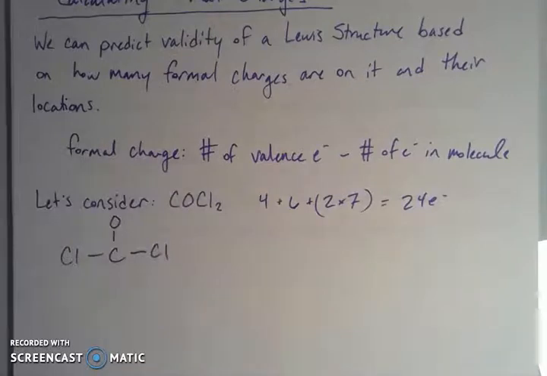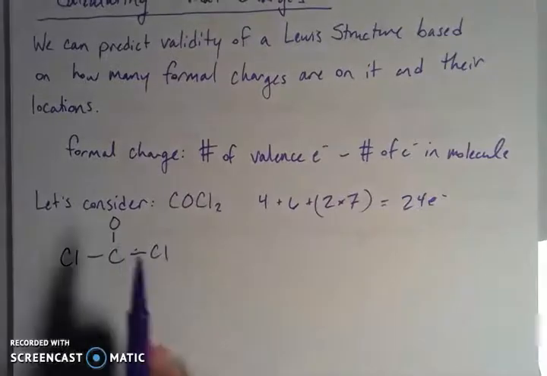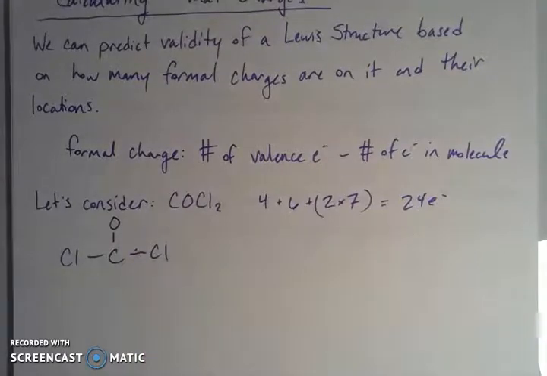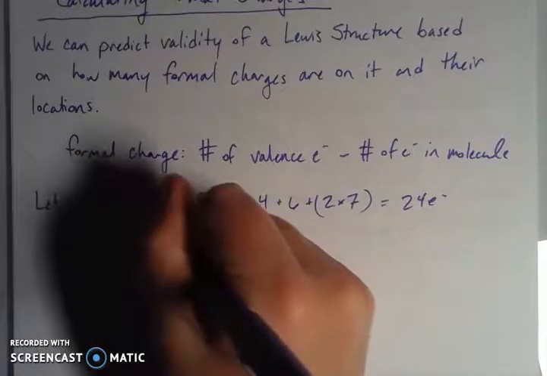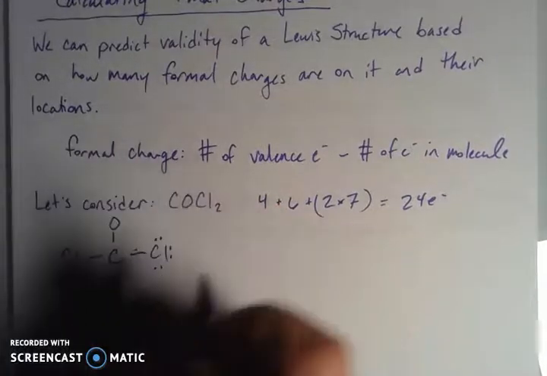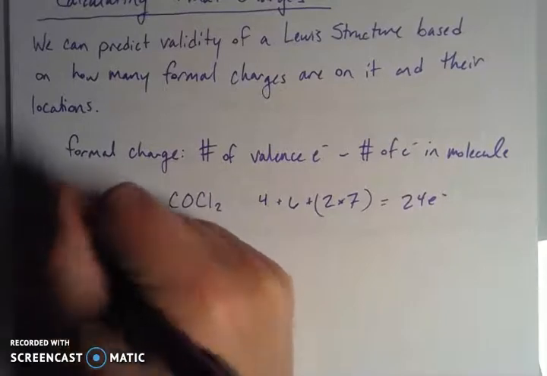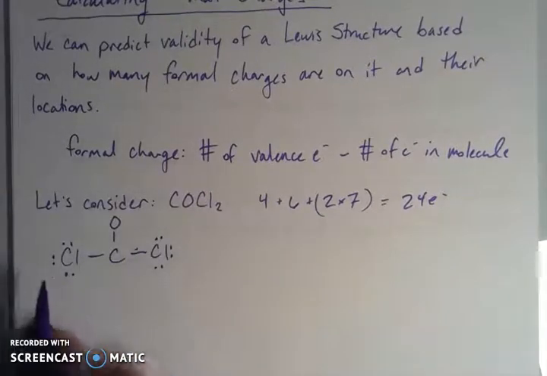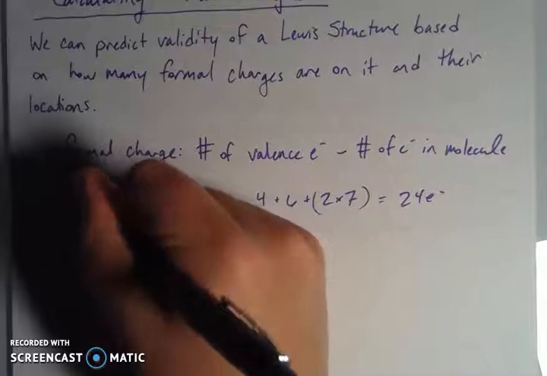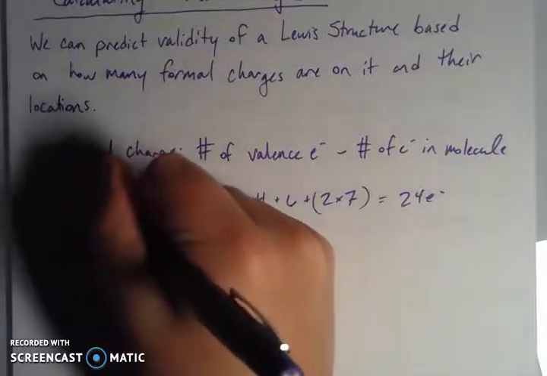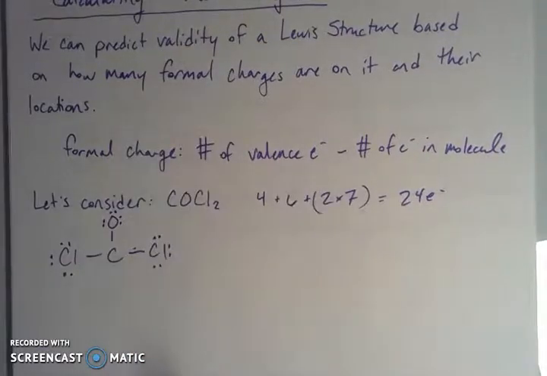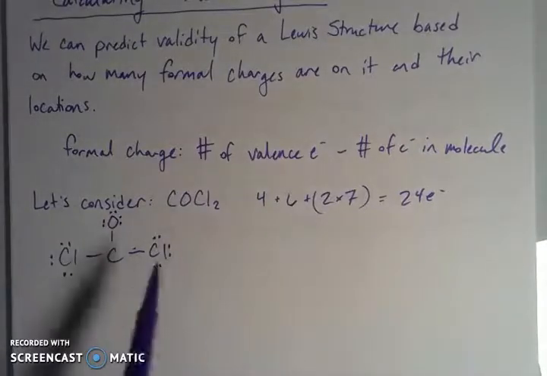So I've used up 2, 4, 6 electrons in just the bonds here. I have 18 electrons to play around with, so I'm going to put them as pairs on my outermost atoms. So I have 2, 4, 6, 8, 10, 12, 14, 16, 18, and I've run out of electrons to use. So that's all 24. But this isn't a great Lewis structure.